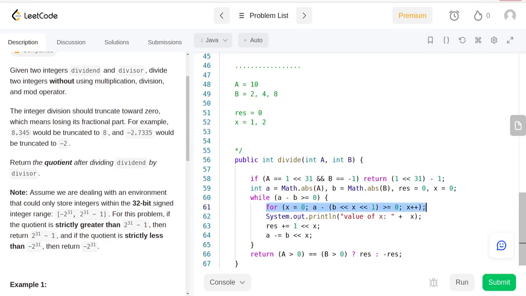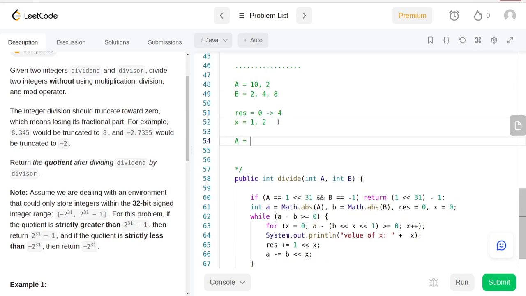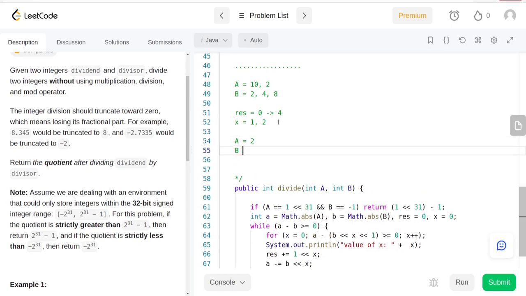Okay, and once we have x equals 2, the result is going to become equal to 2 raised to the power 2, which is 4. We're going to keep that, and then we want to reduce our a. The 8 is going to get subtracted, that is 2 left shifted 2 times, which would make it 8. So the result will be just 2. We're going to enter again with a equals 2 and b equals 2.